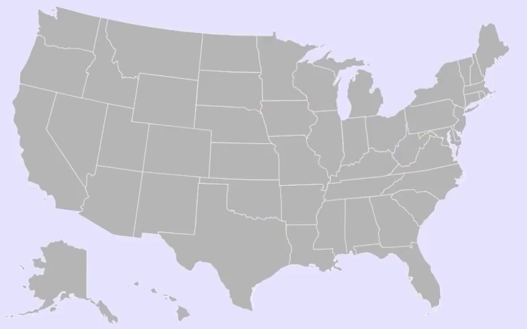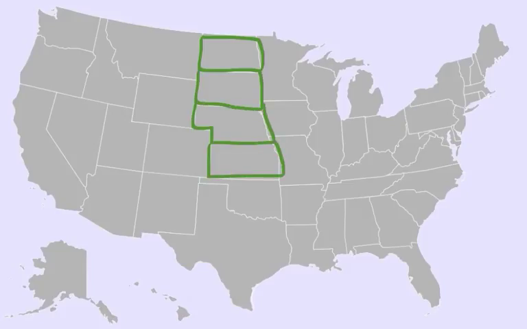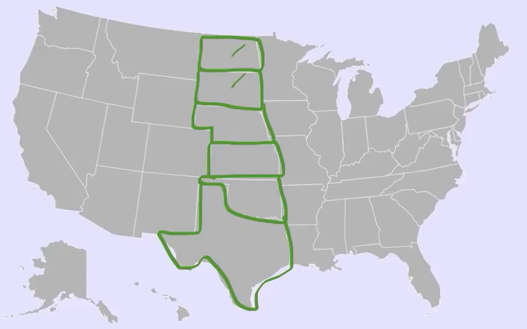Alright, let's do this again. Let's say we've got this state right here. This is North Dakota. There's 1, 2, 3, 4, 5. Let's just go right straight down. 6. So we got North and South Dakota, Nebraska, Kansas, Oklahoma, Texas. So that's 6 states, right? So we got 6 states there.